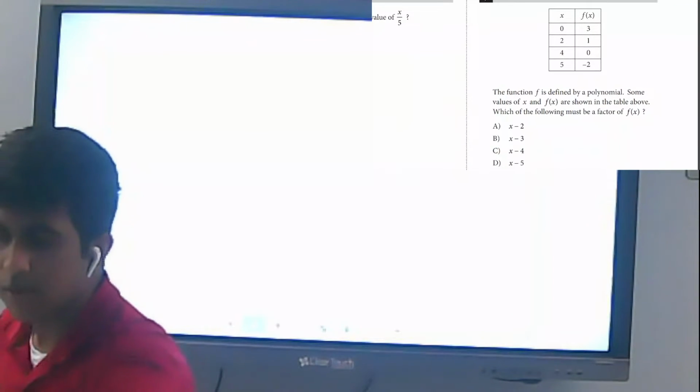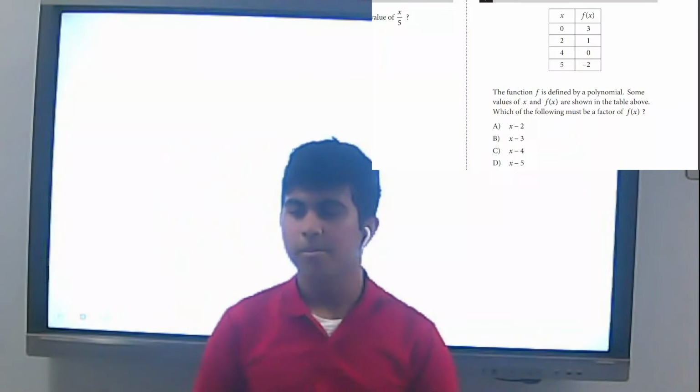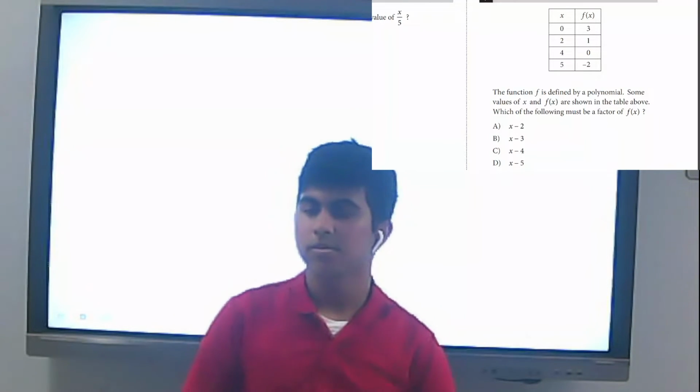Okay, function f is defined by a polynomial. Some values of x and f of x are shown in the table above. Which of the following must be a factor of f of x?